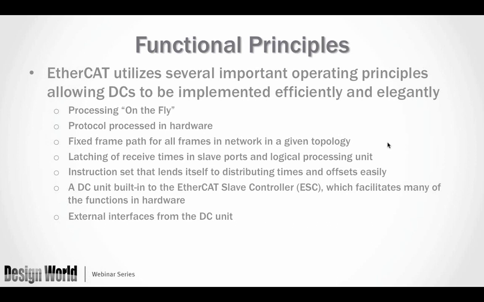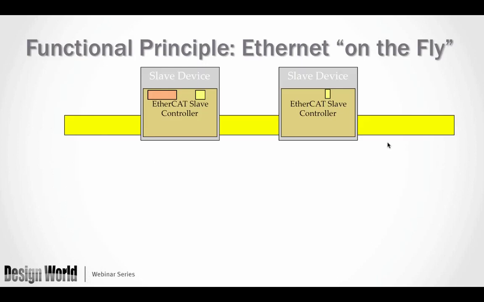We have distributed clock units that allow latching of receive times in the slave ports and in the logical processing unit of the slave devices. And we have an instruction set that lends itself really well to distributing times and time offsets easily, which will become very apparent when I'm talking about how we synchronize the network initially. Then this distributed clock unit is built into the EtherCAT slave controller, which has all of this functionality, and most of it is implemented in hardware. And then probably most importantly, once you have synchronization, once you have time in common on the devices, how do you interface to that externally to your field devices on the wire? And we'll go through that.